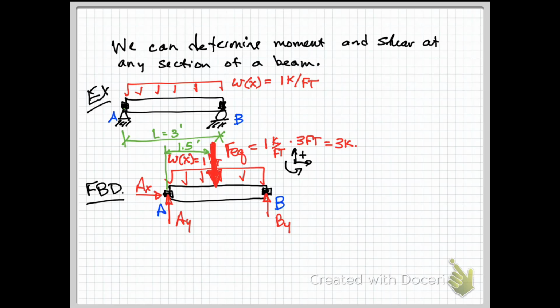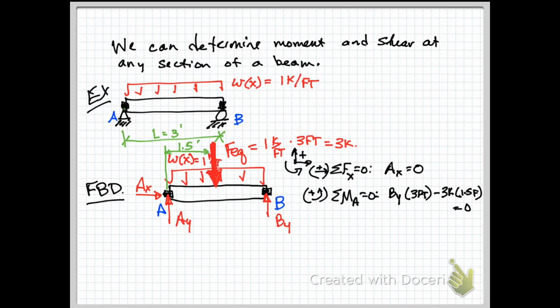Now we start with our equations of equilibrium. Sum of forces in the x direction is a trivial solution, and we get AX equals 0. Next, let's do sum of moments, and I'm going to choose to do them about point A. So we get BY times 3 feet, positive moment, minus 3 kips, the FEQ, times 1.5 feet, and that equals 0. We can solve for BY. We simply move one term over and divide by 3. We can check our terms, do a unit analysis, and it gives us kips. That makes us feel good. And so we end up with 1.5 kips.